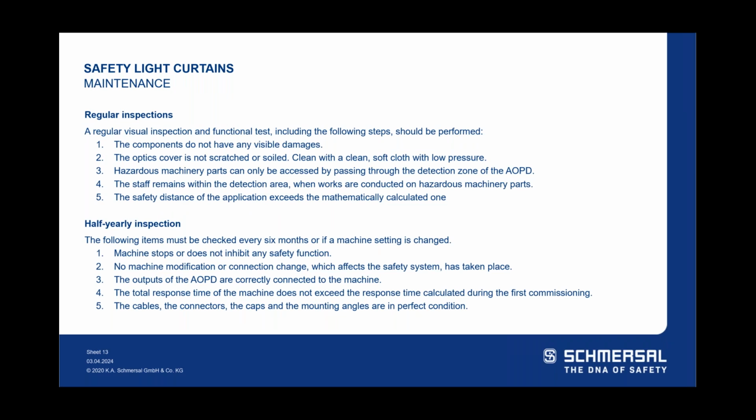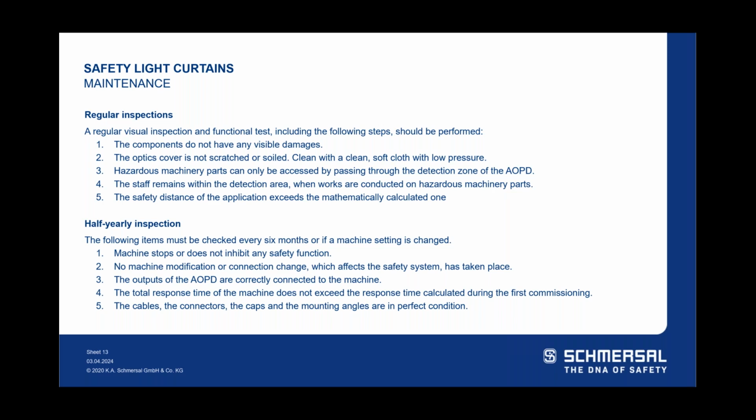I talked in the beginning about just some suggestions for maintenance. We have here some regular inspections and then some maybe 6-month inspections that we can do. A regular visual inspection and functional test, okay? Important, do the components have visible damage? And again, if we're inspecting these every now and again, you can see if the actual emitter or receiver has been damaged, or is there something wrong with the lens that could impact just how it's responding. The optics cover should not be scratched or soiled, and this might be something that you're going to have to do, just clean that area every once in a while, okay?